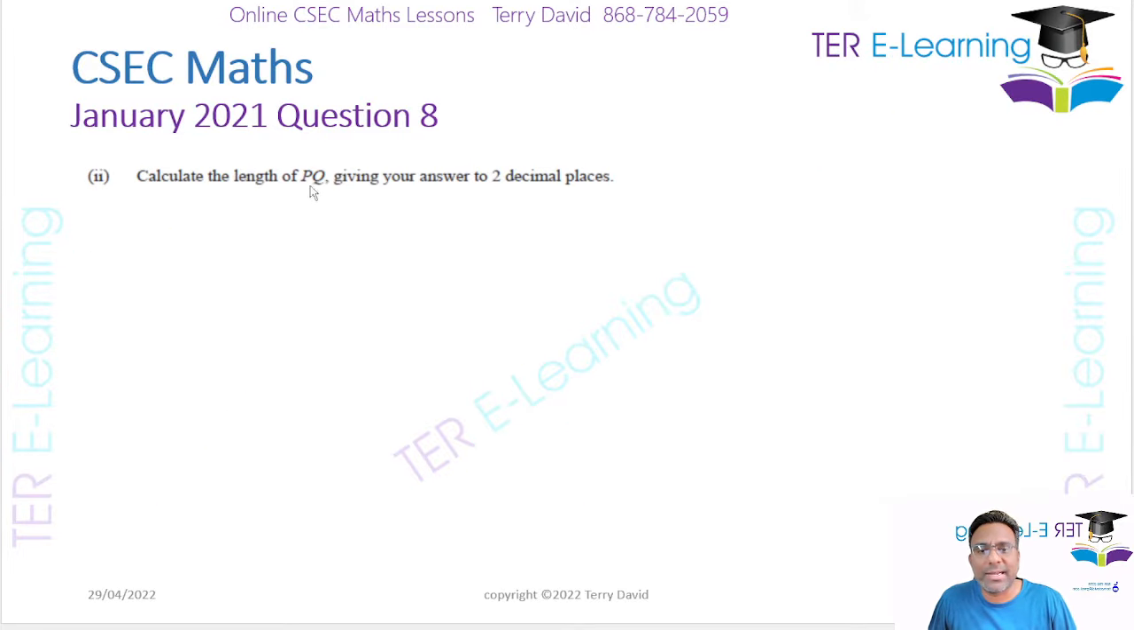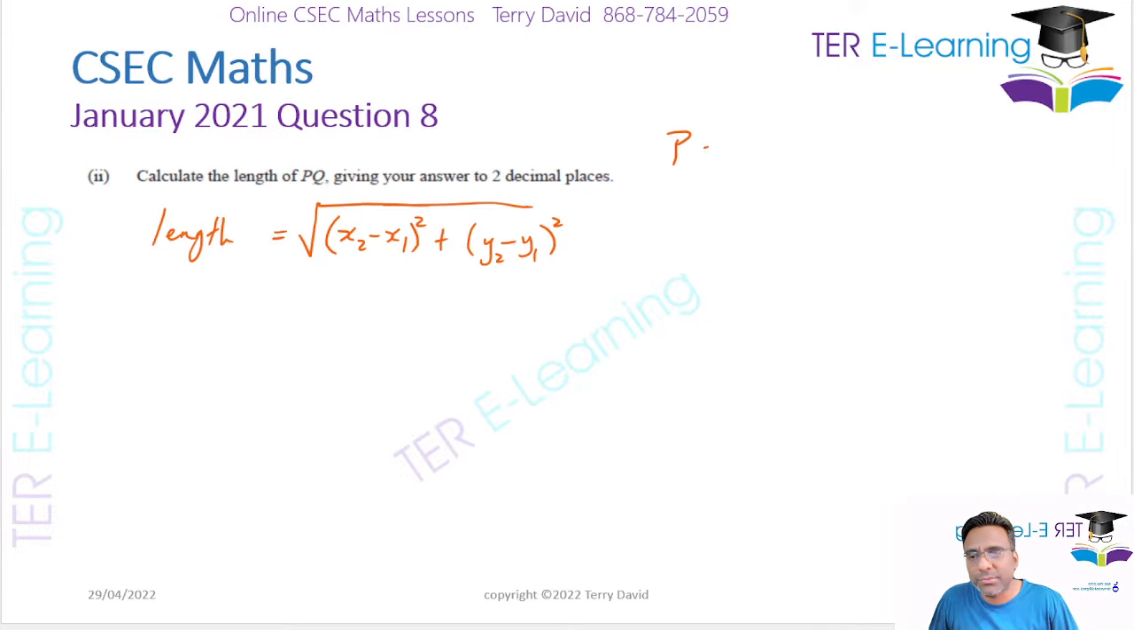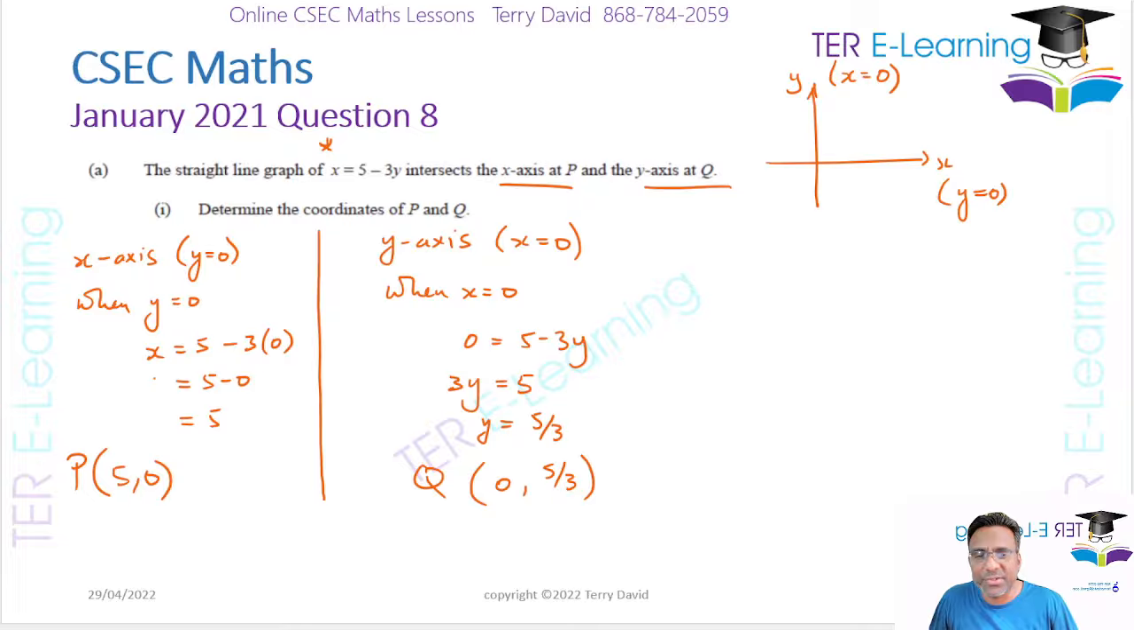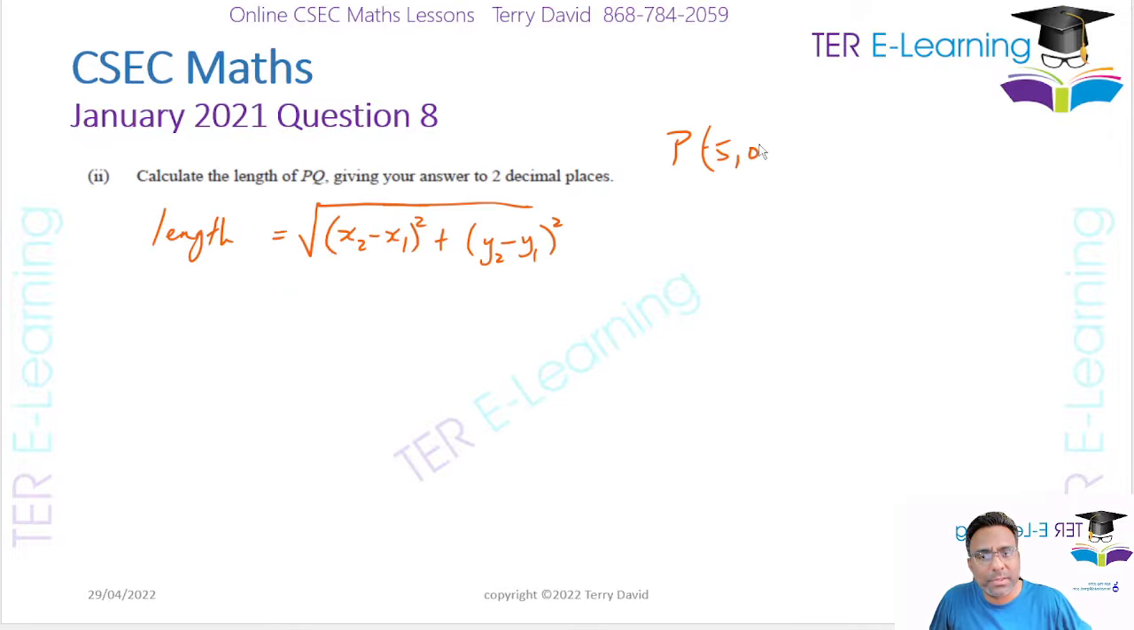The next part, they want us to calculate the length of PQ. So the length formula is given by the square root of x2 minus x1 squared plus y2 minus y1 squared. Now let's write down the coordinates of P and Q. P is 5, 0, and Q is 0, 5 over 3.